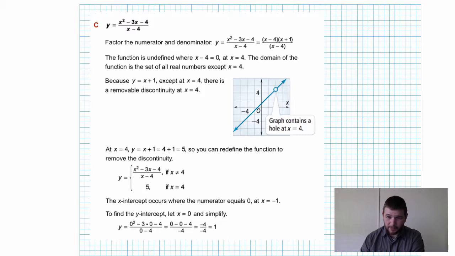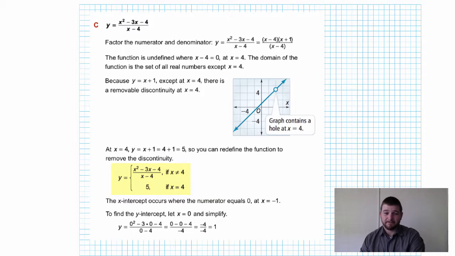We could redefine the function to remove the discontinuity, or fill in the hole. In this way, with a piecewise defined function where y equals the top stuff if x doesn't equal 4, because if x equals 4, that top stuff just doesn't work, and where it equals 5 if x does equal 4.